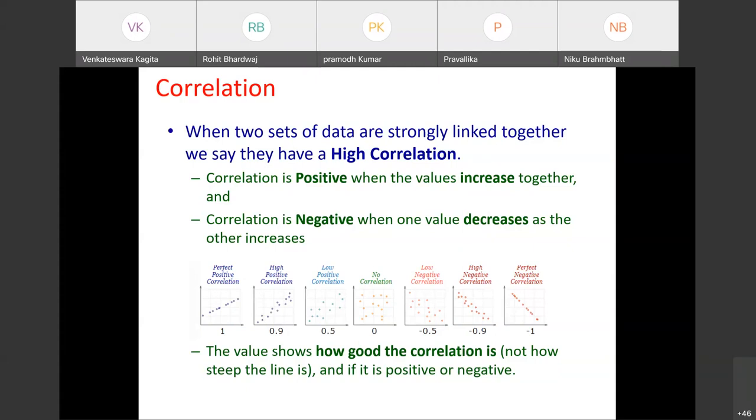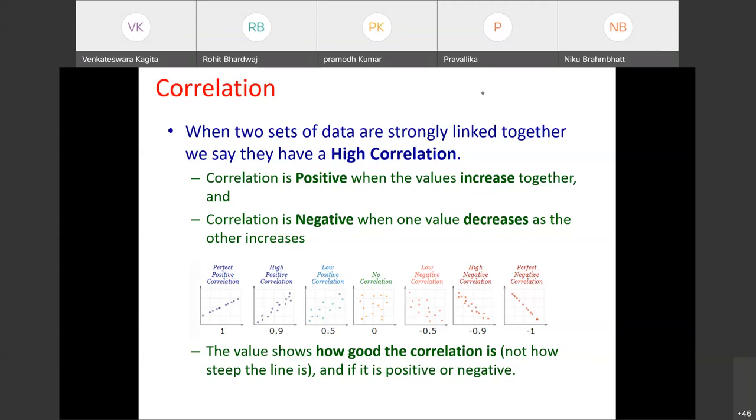Not necessarily, ma'am. Covariance zero means they're completely independent. If you're talking about feature selection, because I know that you are from the other course also, you were asking about feature selection, that's why I'm answering. If two features are highly correlated, it means what? They're representing the same thing. You need not have two different features which represent the same thing, isn't it?